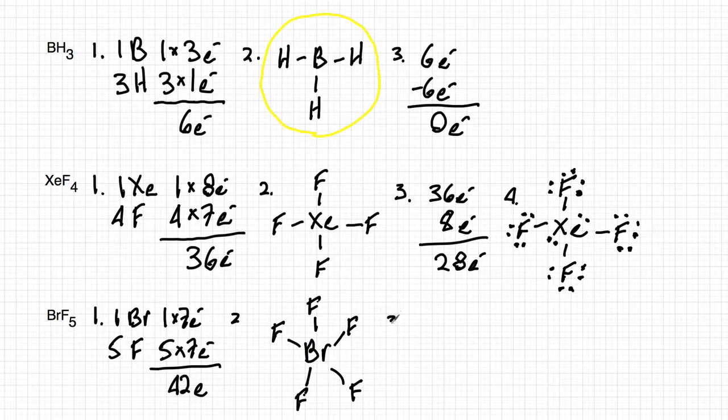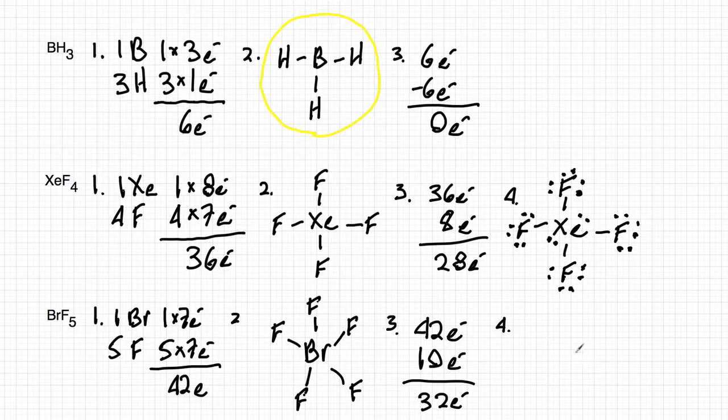And for step 3, our counting step, we started with 42 electrons. And we have 2, 4, 6, 8, 10 electrons there, which means that we are missing a total of 32 electrons. And that's a lot of electrons.